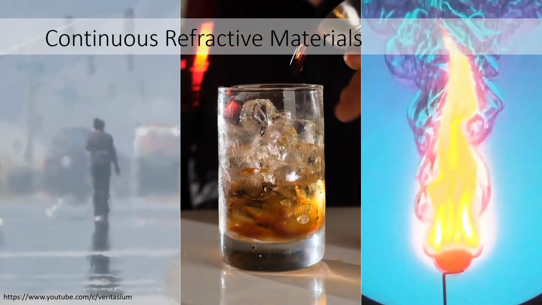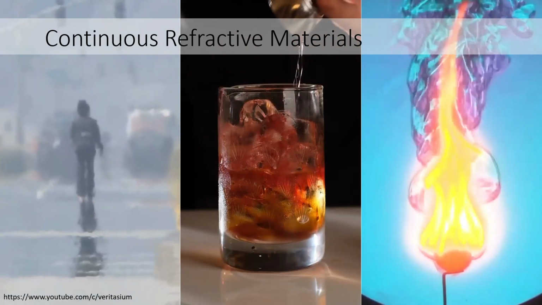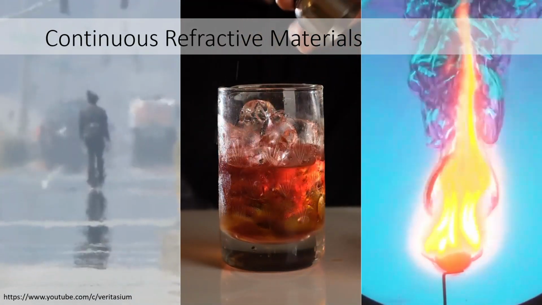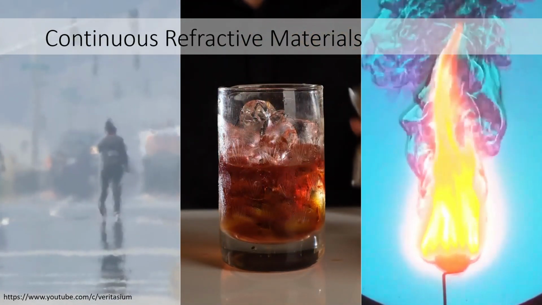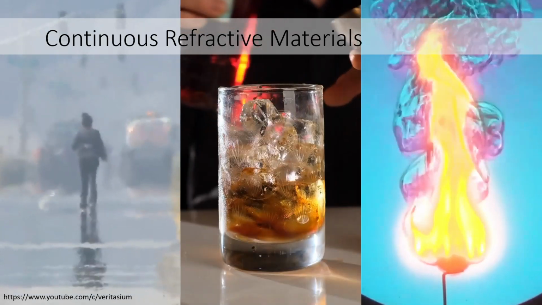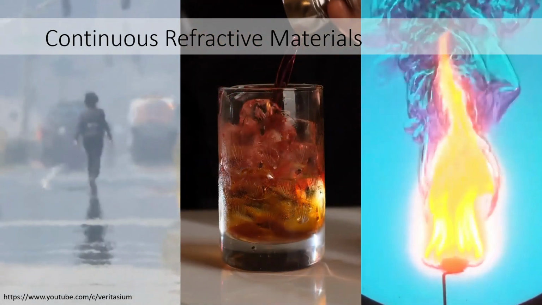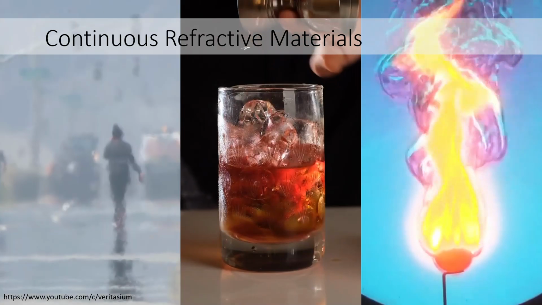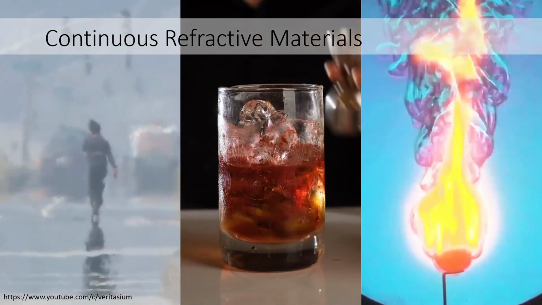In our world, there are many materials where light rays traveling inside them bend continuously. Examples include mirages, mixed drinks, and gas flows. In rendering, we simulate the appearance of these materials using nonlinear ray tracing.